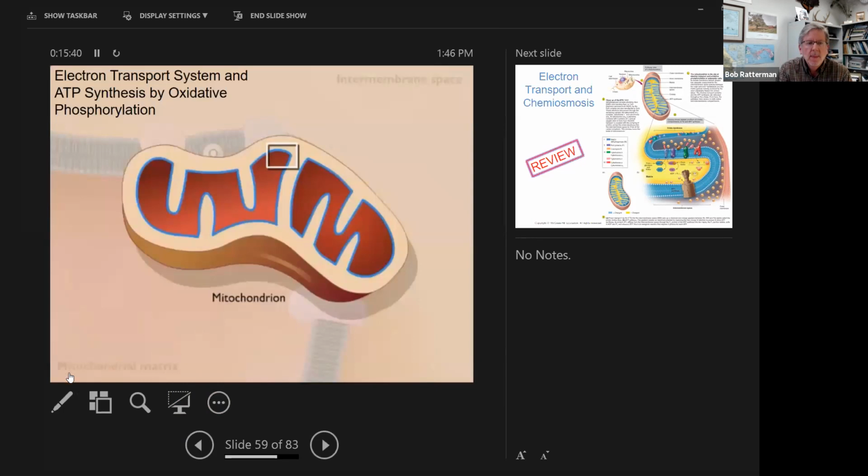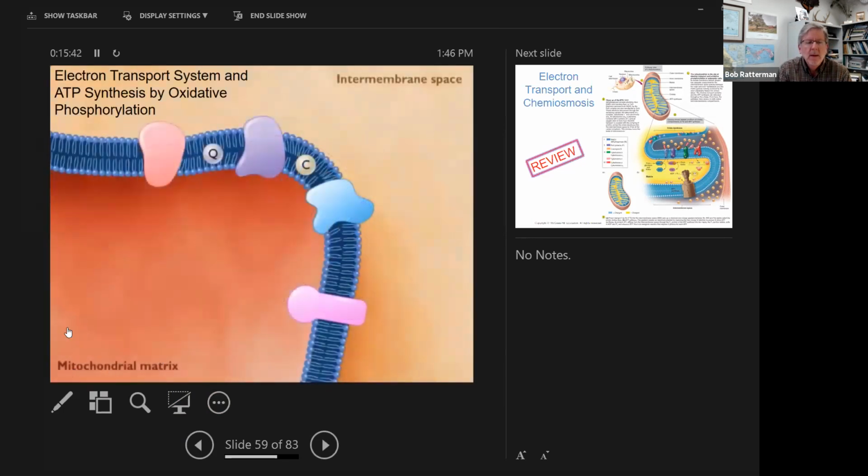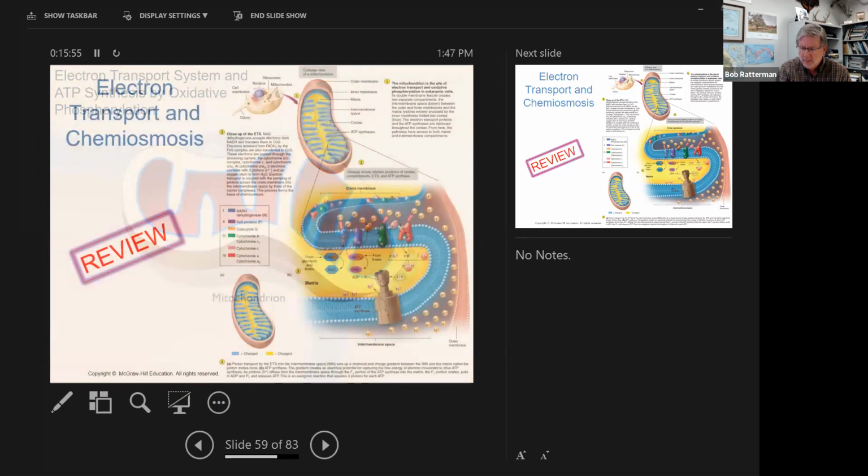So let's watch that one more time and we'll pause as we go. When glucose is oxidized during glycolysis and the Krebs cycle, the coenzymes NAD+ and FAD are reduced to NADH plus H plus and FADH2.